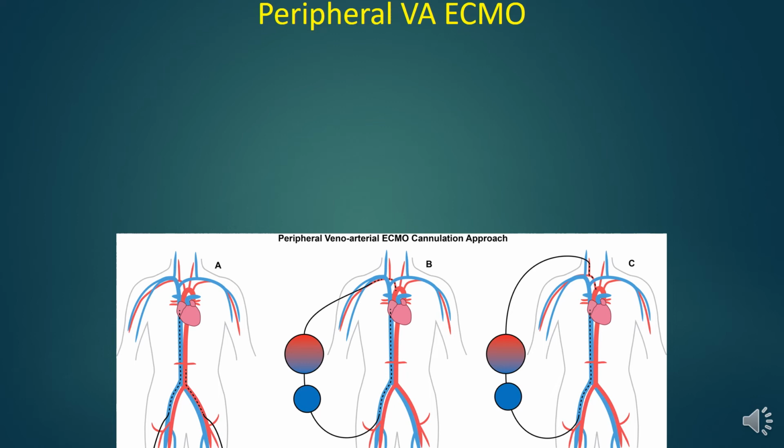VA ECMO, or venous-arterial ECMO, is indicated for cardiogenic shock, post-cardiotomy shock, and patients with acute or chronic cardiomyopathy as a bridge therapy. Hypoxia should be addressed prior to deciding to initiate VA or VV ECMO, as oftentimes this will result in correction of the patient's hypotension.